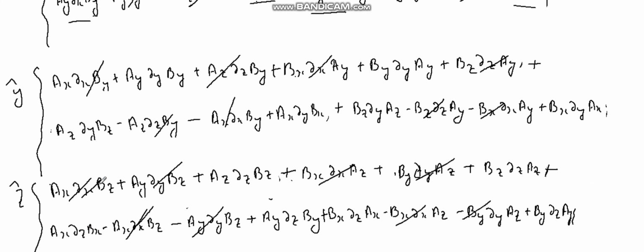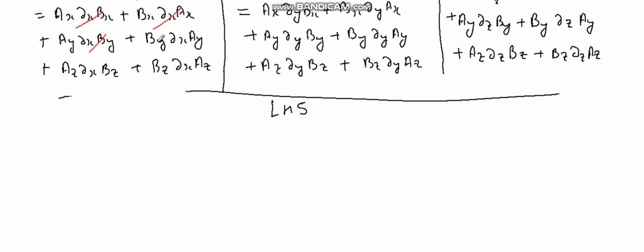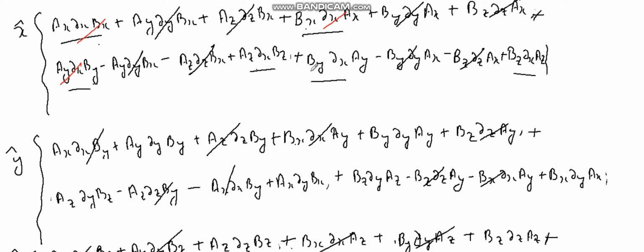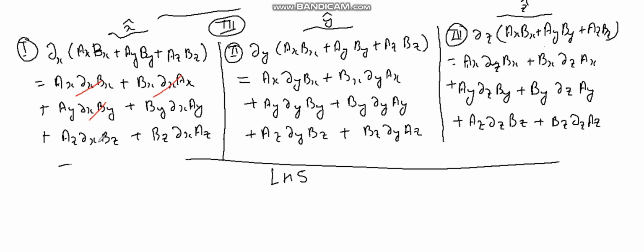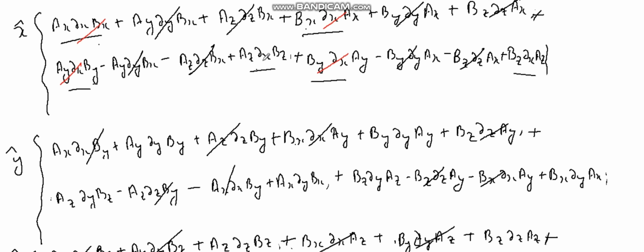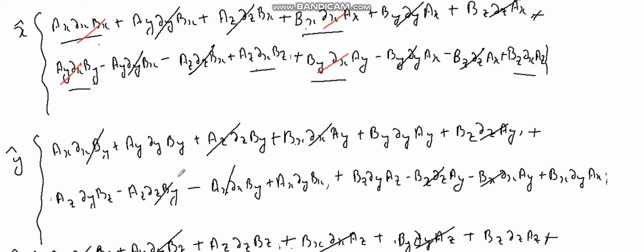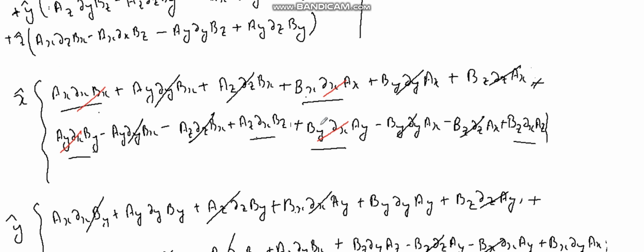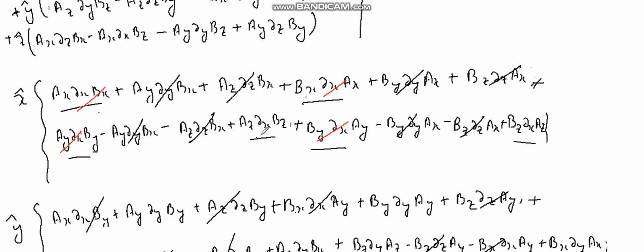ay del x by, ay del x by, yeah, that is also there. by del x ay, by del x ay, az del x bz, az del x bz, az del x bz, and then we have by del x ay, az del x bz. Okay, so this term is cancelled out.